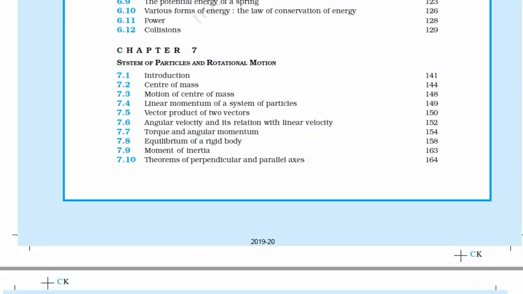Now chapter 7. Chapter 7 is a little bit difficult because it is very different from previous chapters. In this chapter we will learn about system of particles and rotational motion. This is a very complex chapter, I am telling you right now, so be very focused on this chapter. So, introduction to rotational motion, center of mass, we will learn about this. Motion of center of mass, how this center of mass is moving. Linear momentum of a system of particles. What is the linear momentum?